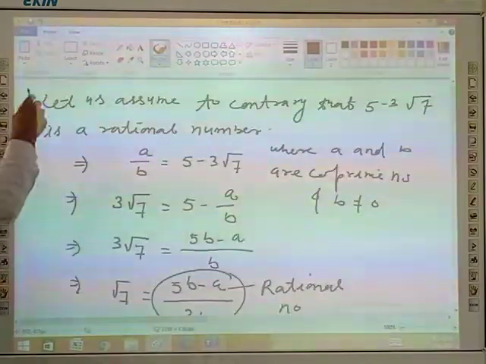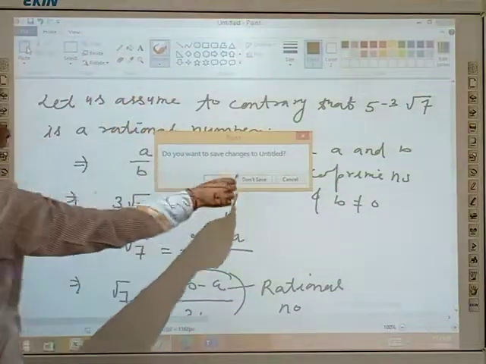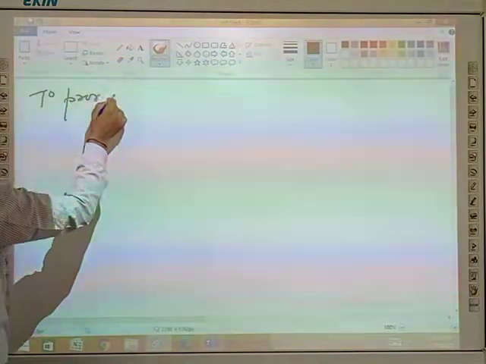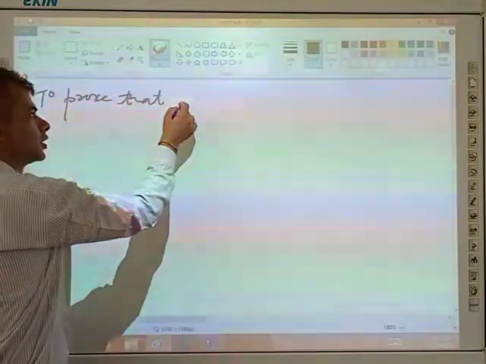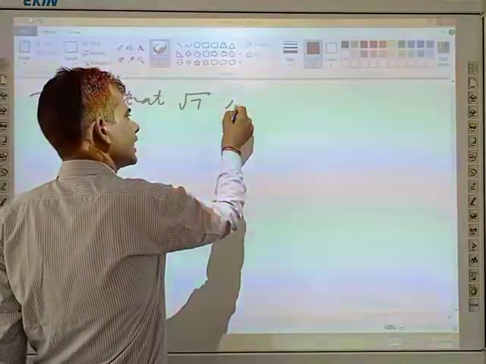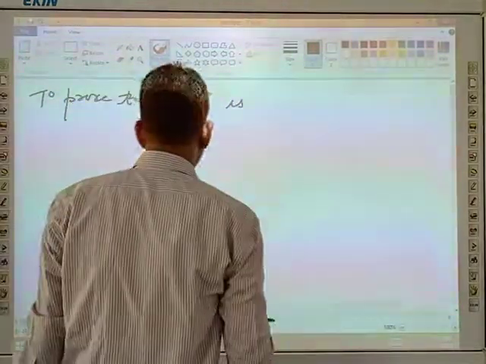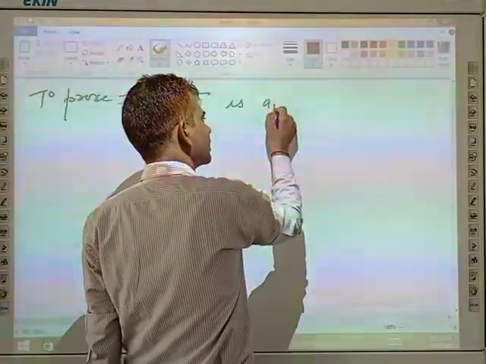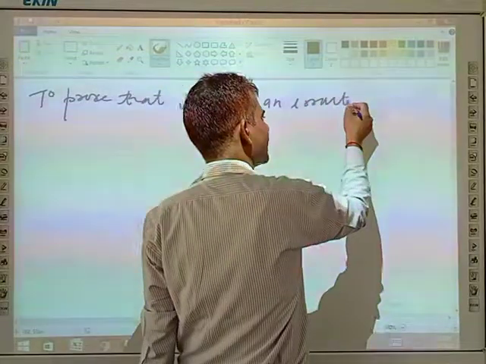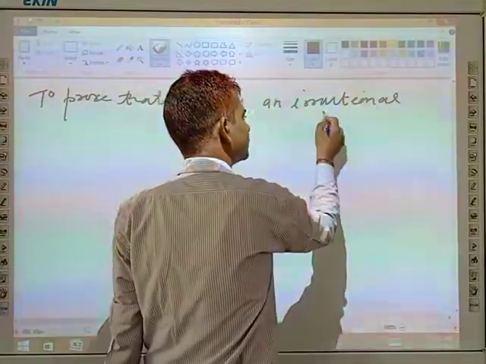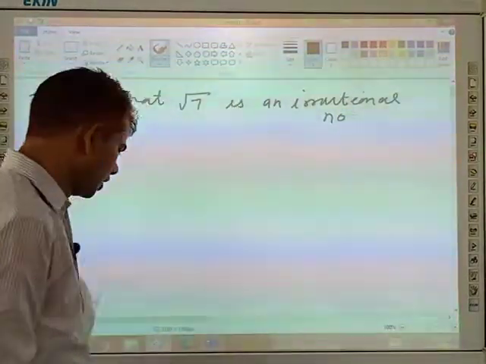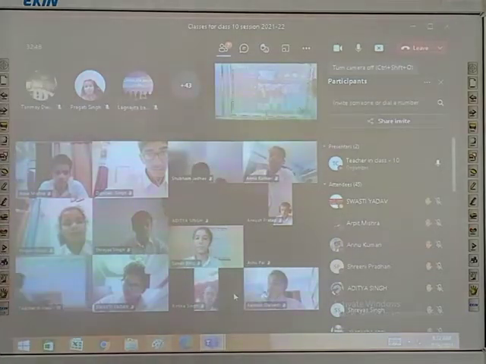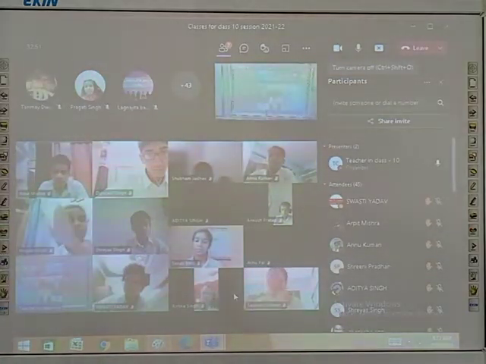Okay, students. Now our next question is to prove that root 7 is an irrational number. Root 7, root 2, root 3, root 5 is the same concept. To prove it, what concept will you take?